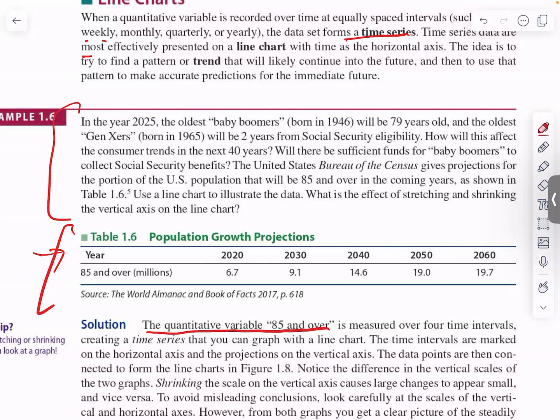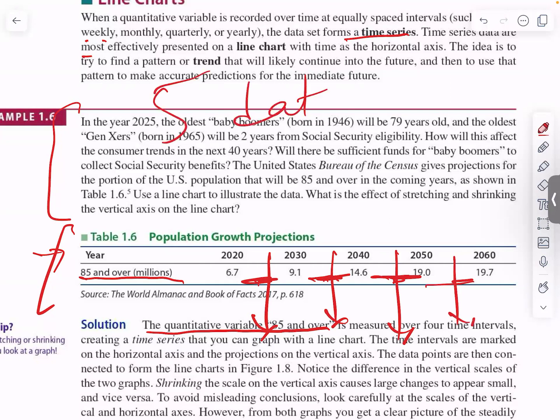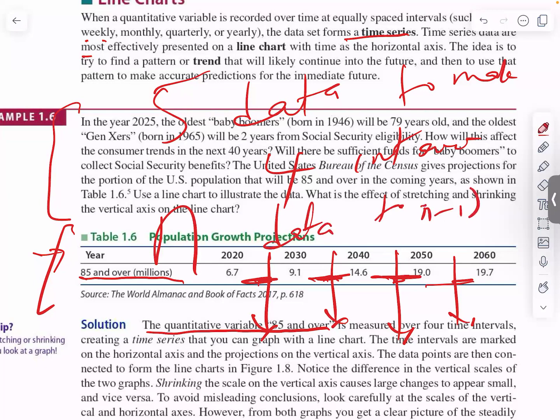Of people who are 85 years and above, over 4 time intervals. So 1 interval, 2 interval, 3, 4. Between this and this is the first interval. Between 9.1 and 14.6, that is the second interval. Between 14.6 and 19, that is the third interval. And between 19.0 and 19.7 is the fourth interval. Okay, so you need 5 data points to make 4 intervals. So you need n data points to make n-1 intervals.